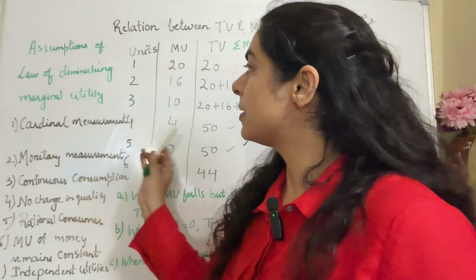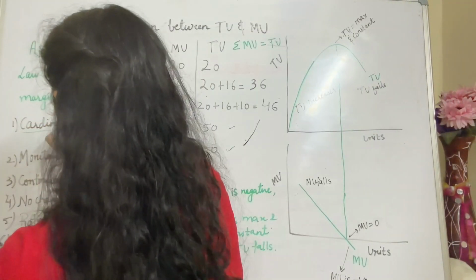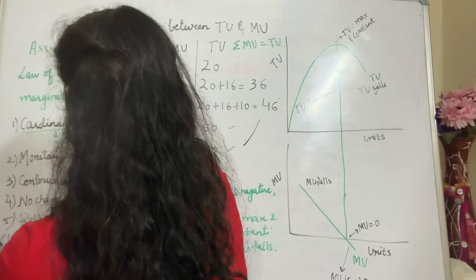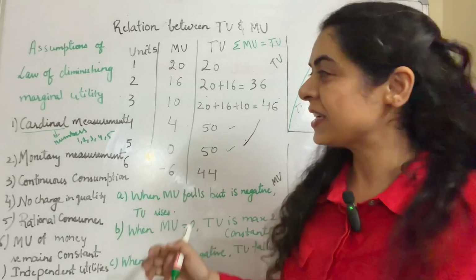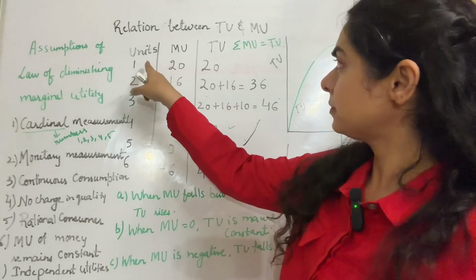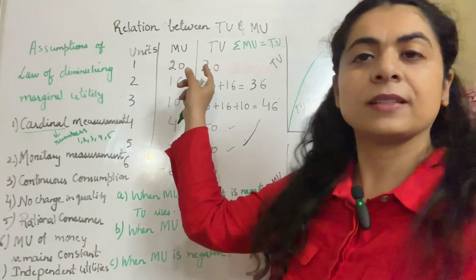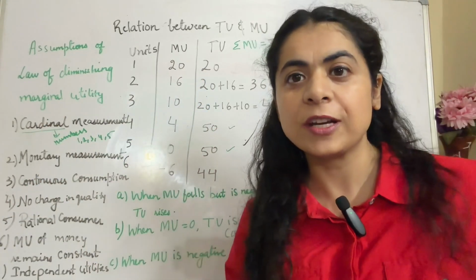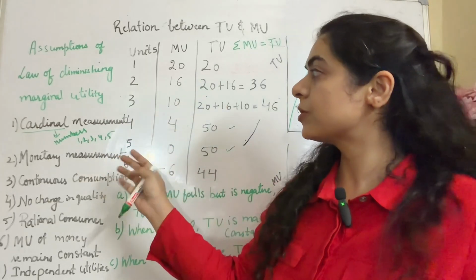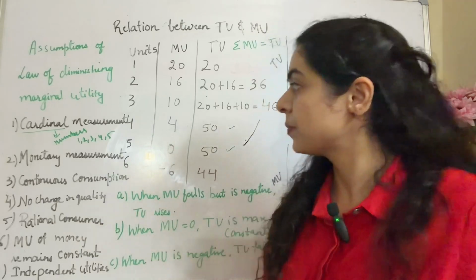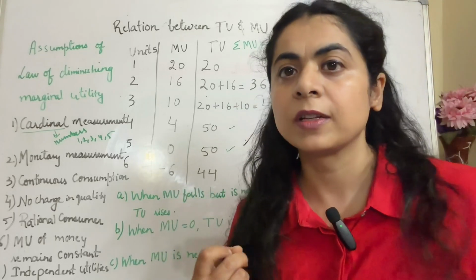The first is cardinal measurement. That means the utility can be measured in terms of numbers, like 1, 2, 3, 4, 5, and so on. The list goes on here. So as I have mentioned here, the first unit provides the consumer 20 utils of utility. So you can consider it as an example here, then 16, 10. So according to this law, utility can be measured in terms of numbers. Then monetary measurement, utility can be measured in terms of money.